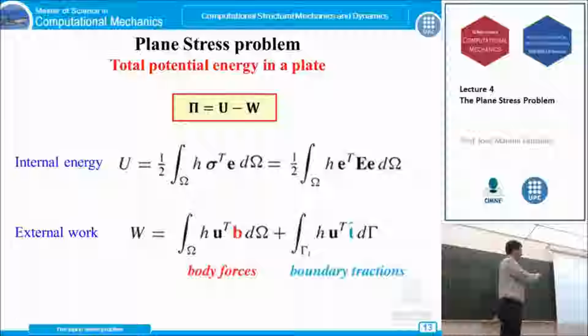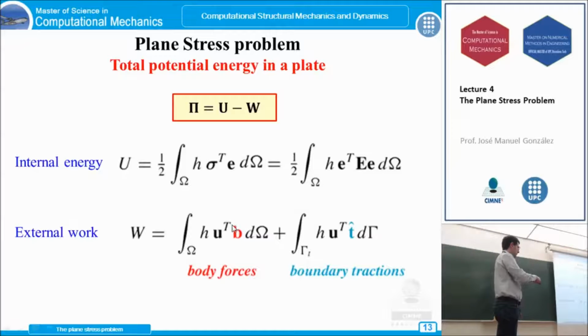This stress, we said, can be expressed using Hooke's law, using an elastic matrix times the strains. So we can change this stress matrix by its expression using the elastic matrix and the strain here, using the constitutive law. So finally we express this internal energy in this way.